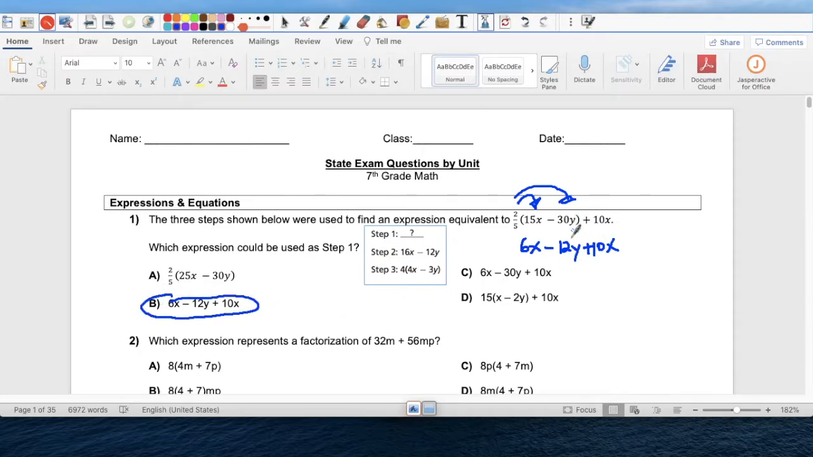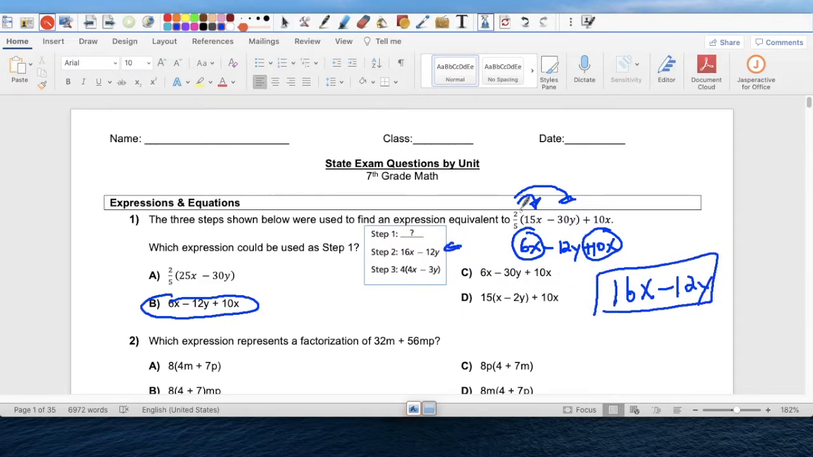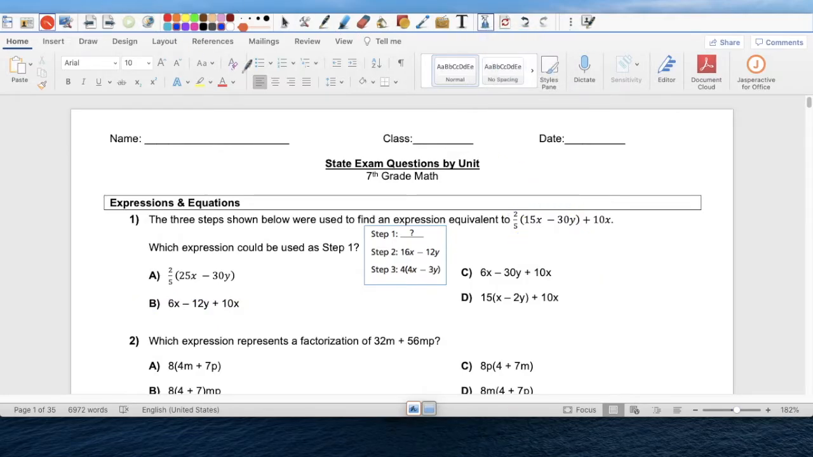That's the first thing. And then the second thing would be what? Combine like terms. I would combine this 6x plus 10x, and that gives me 16x minus 12y, right? So, which is what they have over here, step 2. But step 1 would definitely be to do the distributive property. Okay? That's nice and easy.